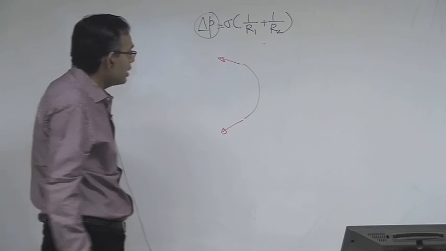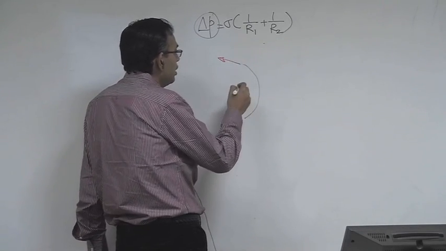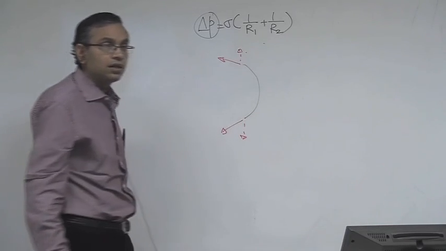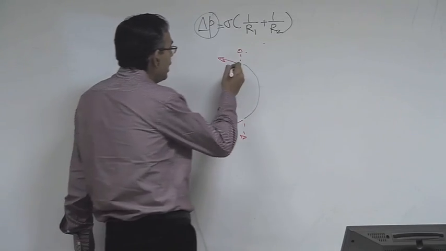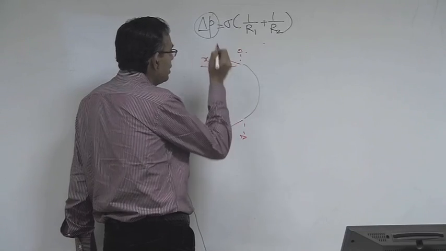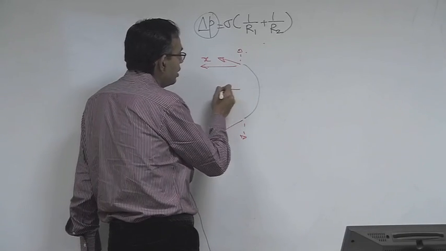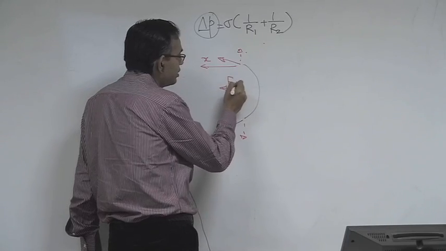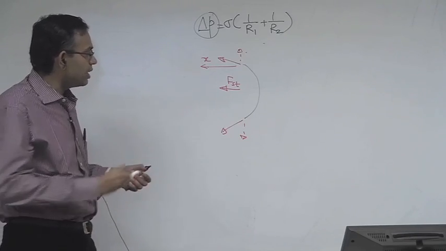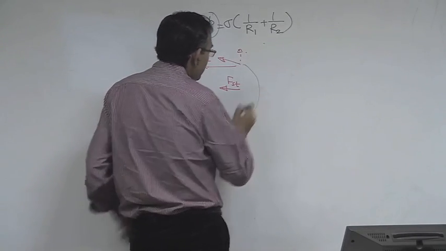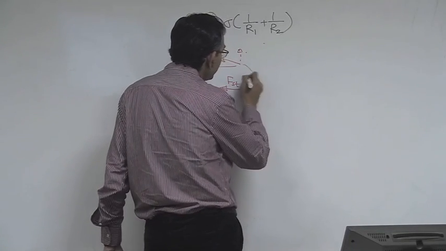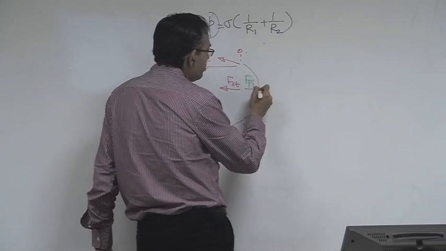Now if you resolve this force in various components, you can see that this component and this component may cancel, and along this direction, let us say this is the x direction, you have a resultant force due to surface tension. If you have a resultant force due to surface tension here, then you also have some force due to pressure. So, you have a resultant force due to pressure from inside.